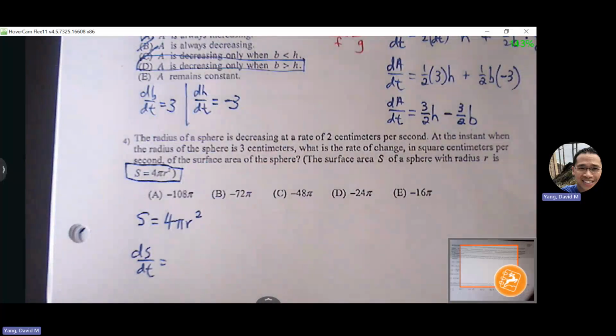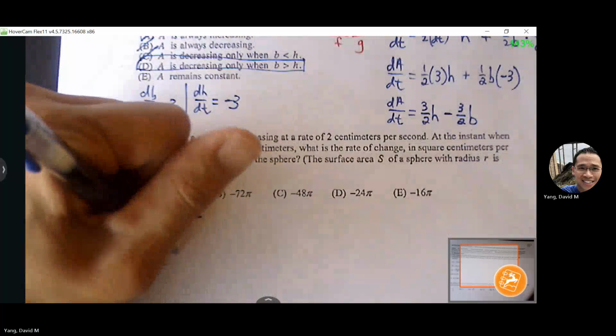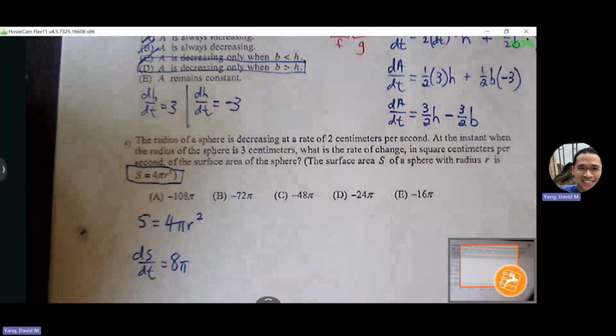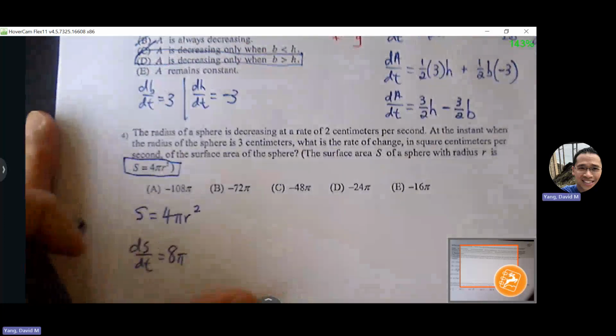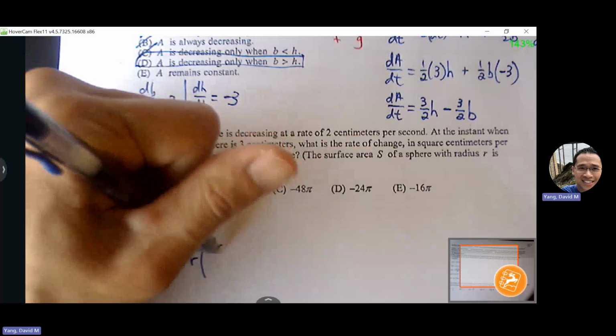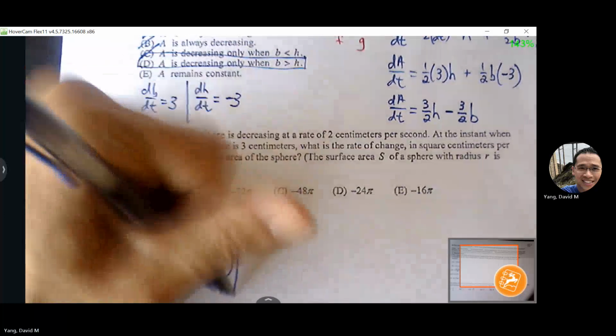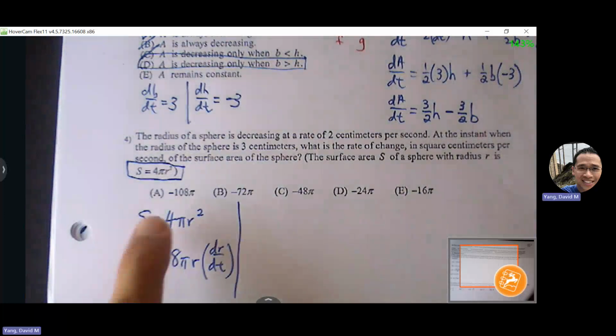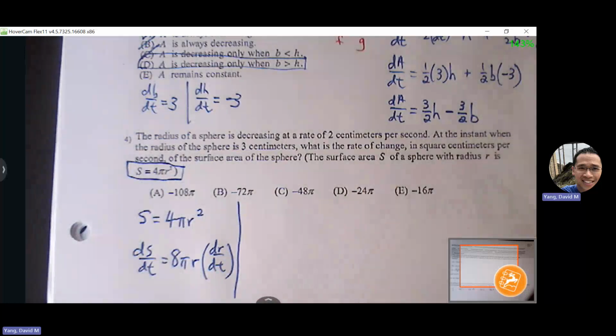Four pi r squared becomes 8 pi. Is it 8 pi dr dt or? Yeah, we find the full derivative first, and then the tangent dr dt. Okay, so that's the only calculus in the problem, just to get from here to here. The rest is just identifying values and plugging in.